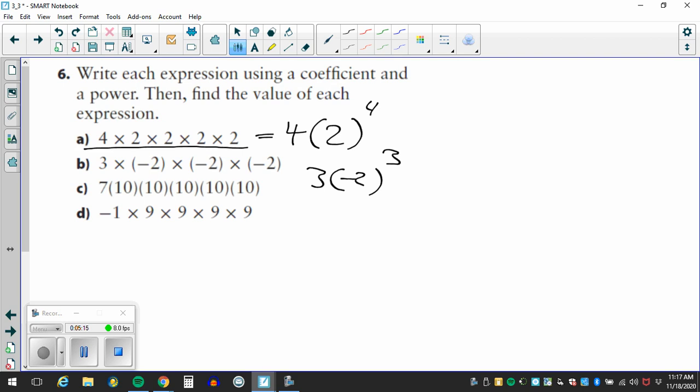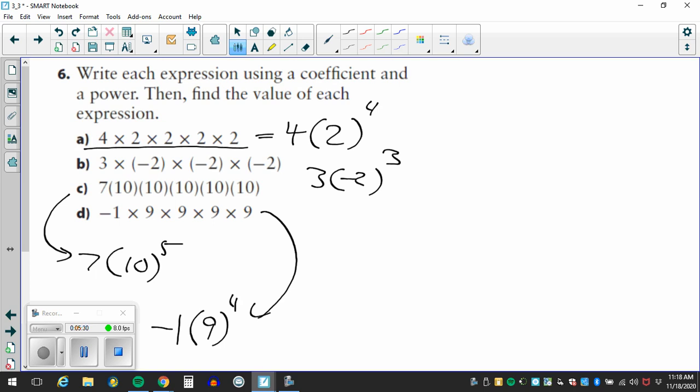In the third one, C, I'd have 7 multiplied by 10 to the power of 5. And finally, D, there are 2 ways to write D. You could write it as a negative 1 coefficient multiplied by 9 to the power of 4. You could also write it as a negative 9 to the power of 4. You could also write it as simply negative 9 to the power of 4, or the opposite of 9 to the exponent of 4. All 3 of those solutions would be correct, right?